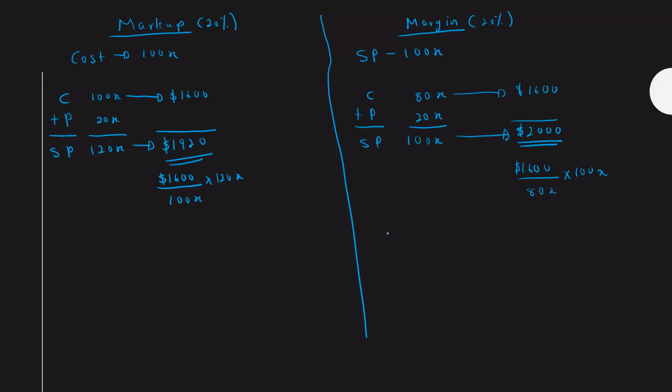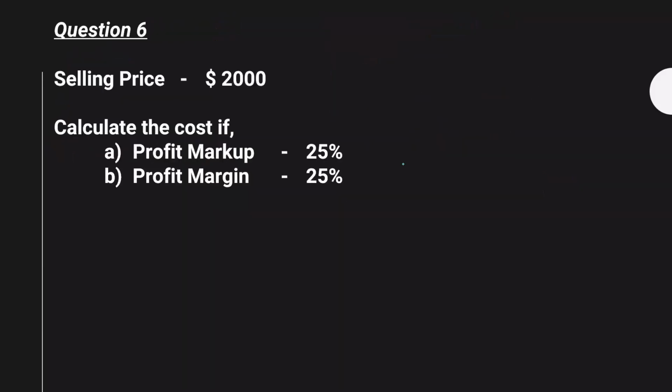Once you are done with the next question, I am pretty sure you will be perfectly okay with the markup and margin. Here in this question, I have given you the selling price, which is 2,000, and the profit markup is given as 25%, and the profit margin is given as 25%. I want to calculate the cost of the product. Let's do the calculation using the markup method. Everyone should follow the steps with me.